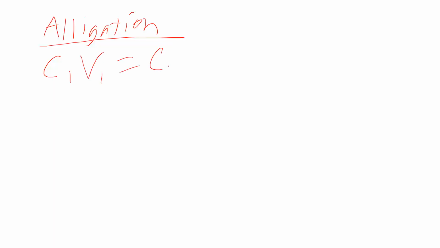So, right now I'd like to go over some calculations that are very important. We're going to go through something called alligation, and when you can use this equation, C1 V1 equals C2 V2.